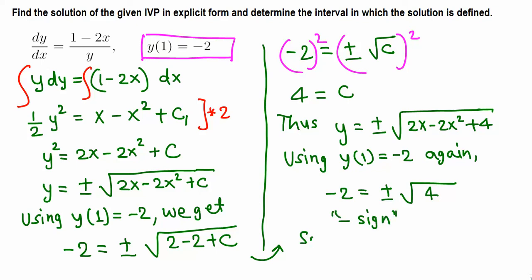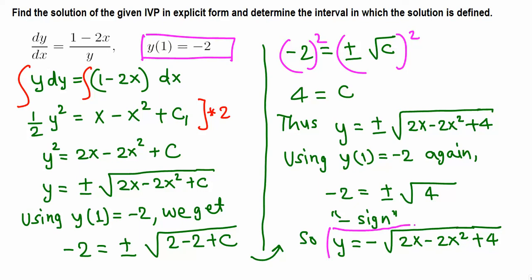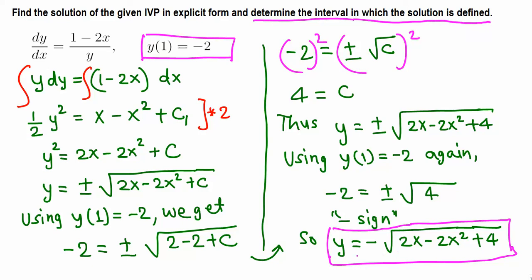So the solution is y equals not plus or minus, just the negative sign, square root of 2x minus 2x squared plus 4. So we are halfway done. This is the solution of the given initial value problem. Okay, next we need to determine the interval in which the solution is defined. Obviously that interval should include this 1, where this solution is defined.